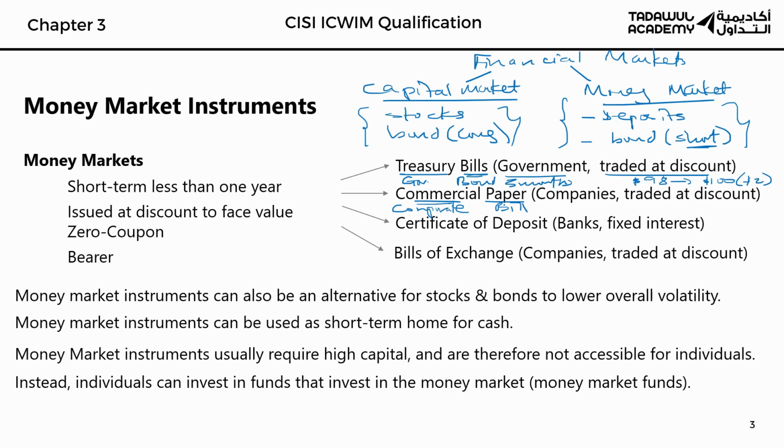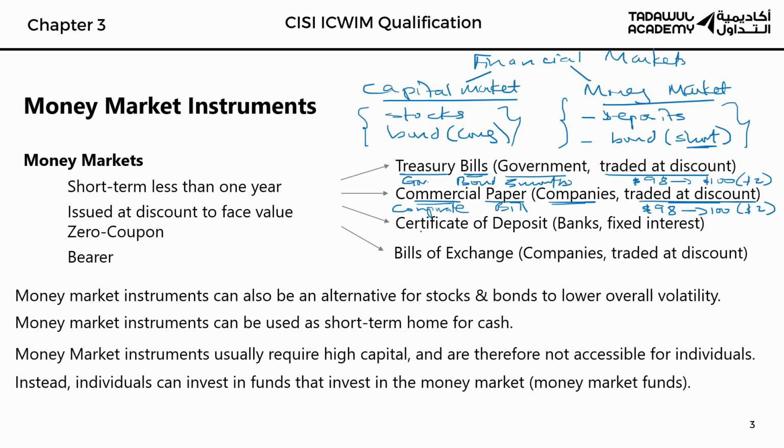So this is also a short-term bond issued by companies, and it's also traded at a discount. That means it does not carry any interest. It doesn't pay any interest. It's sold to you at below 100, and on maturity you get 100. That means you make yourself a $2 profit.